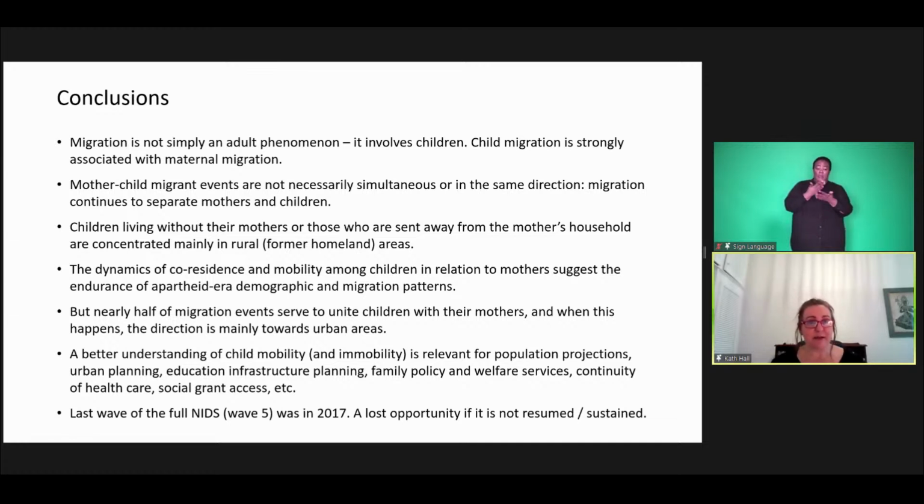And lastly, just another punt for NIDS. It would be a lost opportunity if it's not resumed or sustained. We've seen already the usefulness of the NIDS CRAM, a smaller survey, but we don't have children in the household roster there. And there are all kinds of things that could only be done with the more detailed NIDS survey. So a national panel survey would be a good idea. And I'll stop there. Thank you.